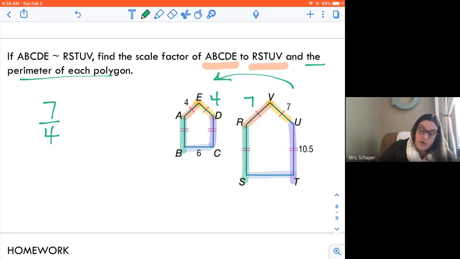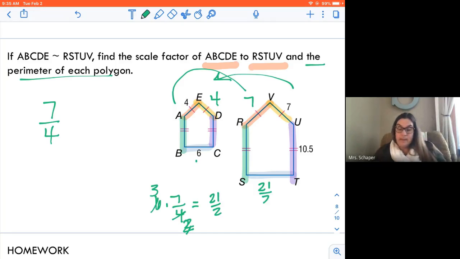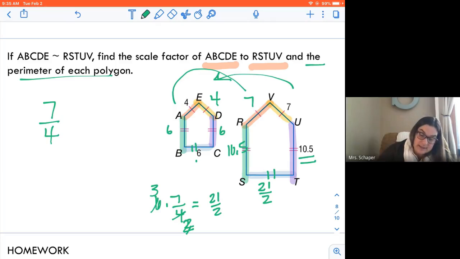If I take 4 times 7/4, I'm going to get 7. If I take 6 times 7/4, I'm going to get 3 times 7 is 21/2. That's going to be this measurement right here. Well, 21/2 is 10.5. Well, look at that. This is 10.5. This is 10.5. So it must mean that these are the same length. So I've got 6 and 6. So the perimeter is going to be 26 for this one, 26 units.